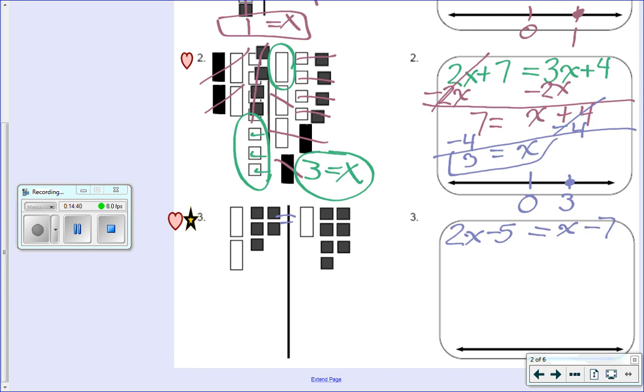Okay. See what you can do? We'll see how you do. Who wants to share the first step in solving?